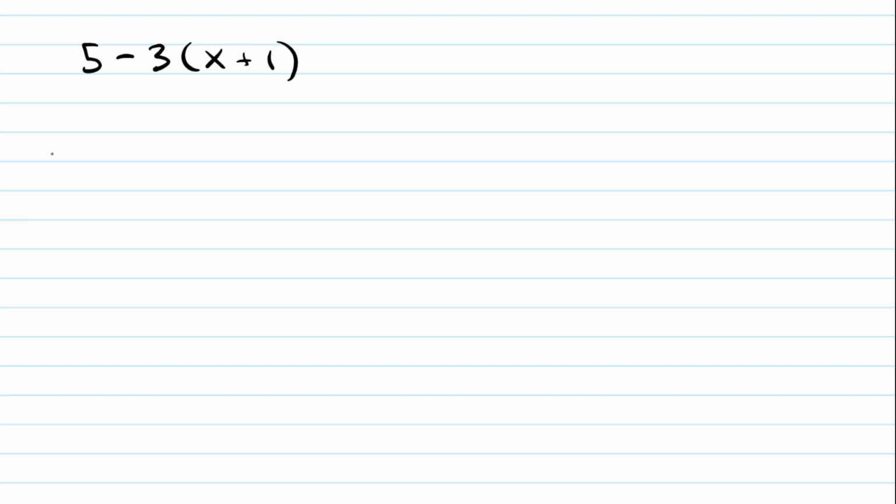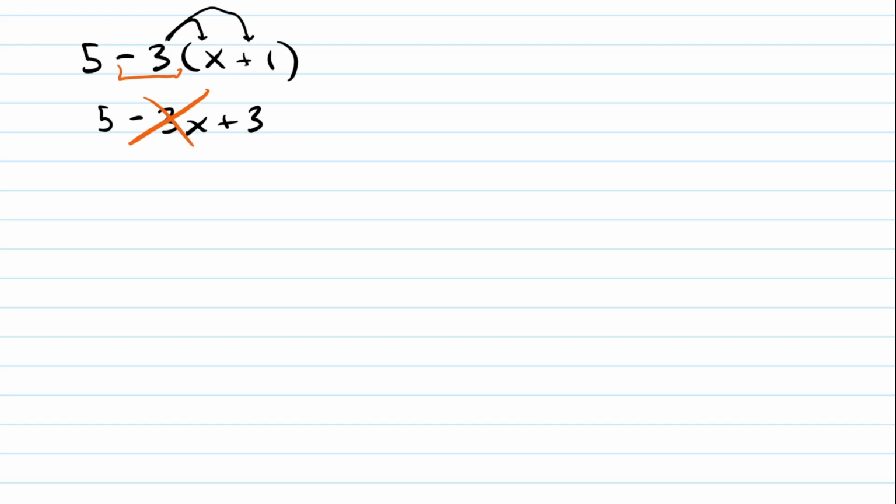So if we have this expression here, it's really easy to think we have to do the 3 times x and the 3 times the 1, and then we write our answer as 5 minus 3x plus 3. But this is wrong. And this is because we actually want to distribute this negative 3.